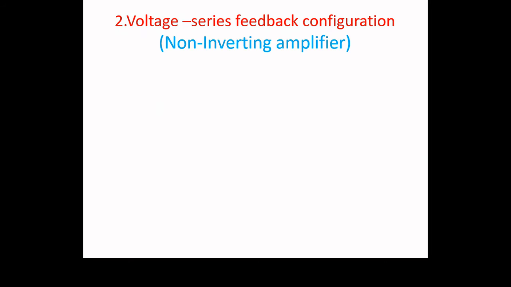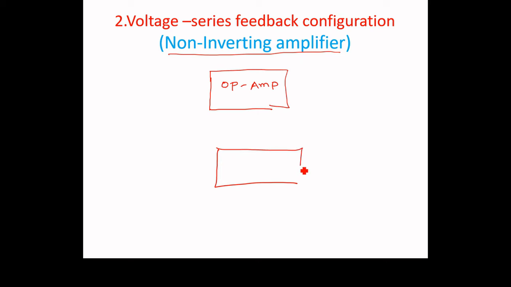Next. Whenever we connect the op amp in voltage series, it will operate in the non-inverting amplifier configuration. We'll see the diagram. Again we'll take the op amp, and again we'll consider the feedback network.